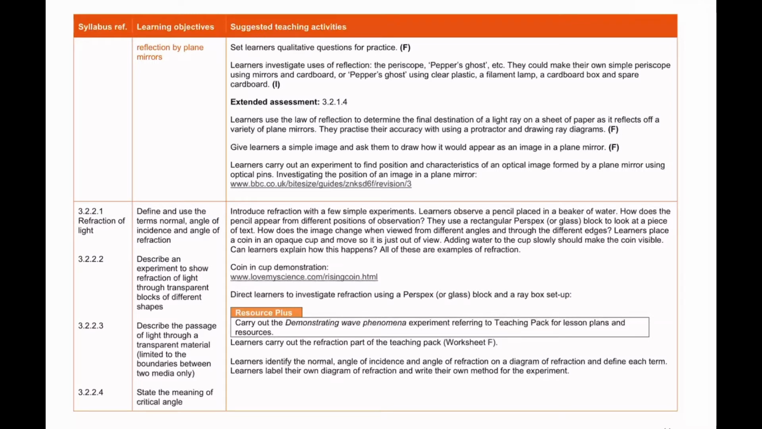Learning objectives. Define and use the terms normal, angle of incidence, and angle of refraction. Describe an experiment to show refraction of light through a transparent block of different shapes. Describe the passage of light through a transparent material limited to the boundaries between two media only.